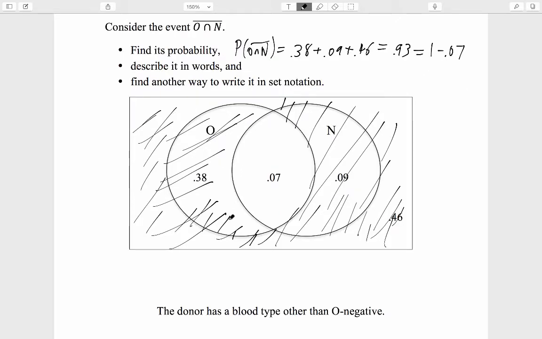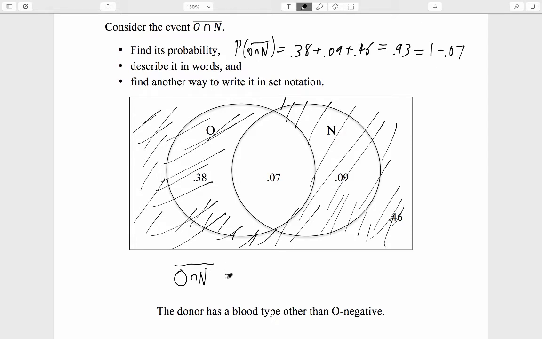What is this event in words? It is the event that the donor has a blood type other than O negative. How else can we write our event in set notation? One approach would be to look at the 3 basic regions comprising O intersect N complement and take the union of them. So we could take O intersect N complement, union with O complement intersect N, union with O complement intersect N complement. If that's the answer you wrote, that is fantastic.